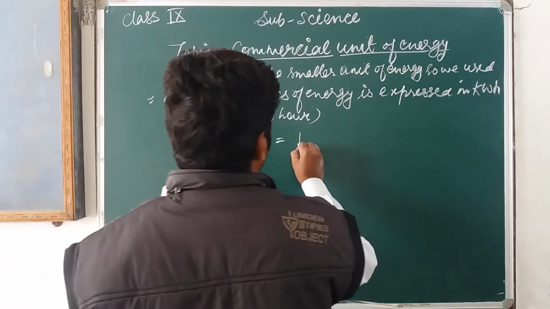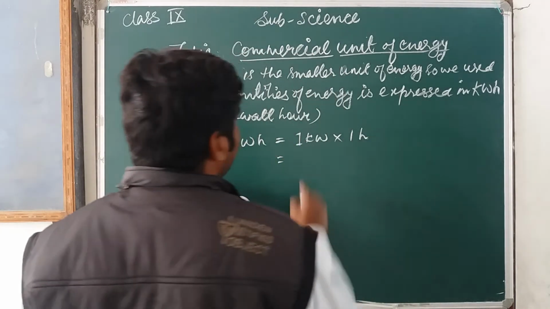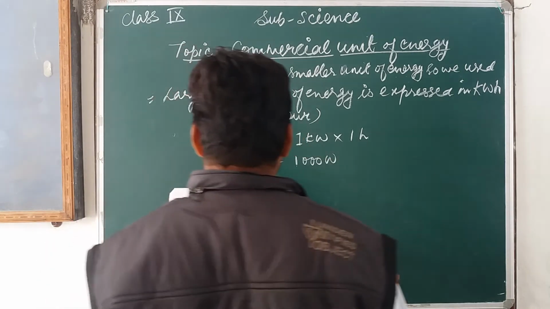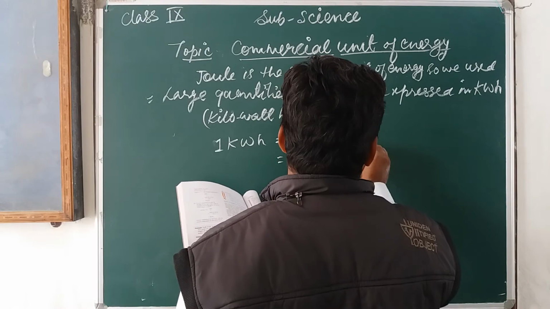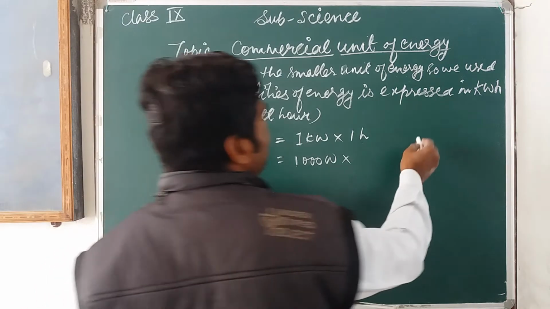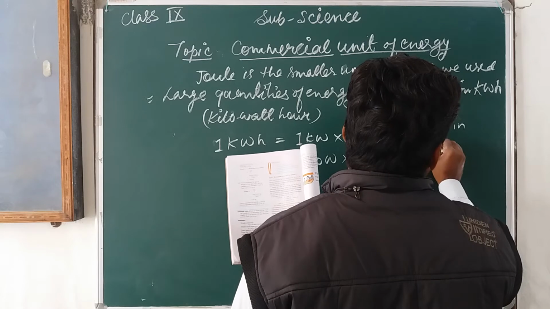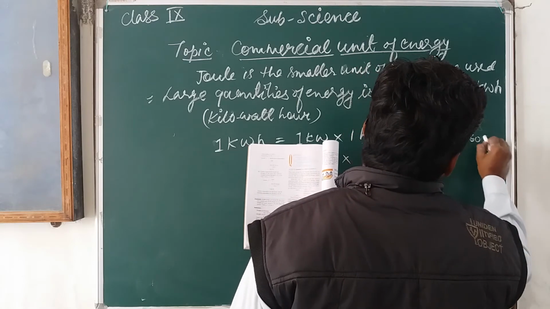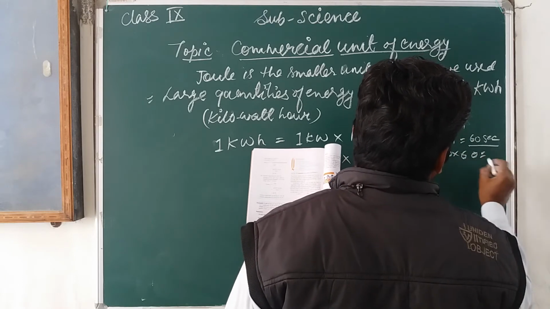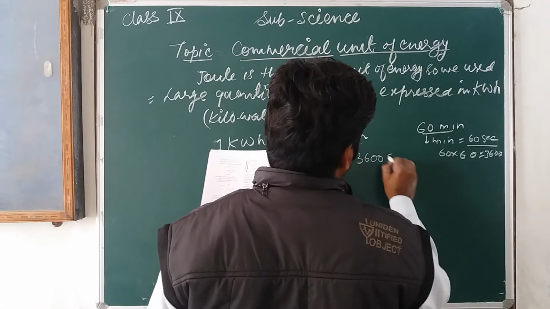So you can write it like this, 1 kilowatt into 1 hour. We know that 1 kilowatt means 1000 watt, into this 1 hour, and the unit of time is second. So 1 hour equals 60 minutes, and 1 minute is equal to 60 seconds. So we have to multiply 60 into 60, that is 3600 seconds.